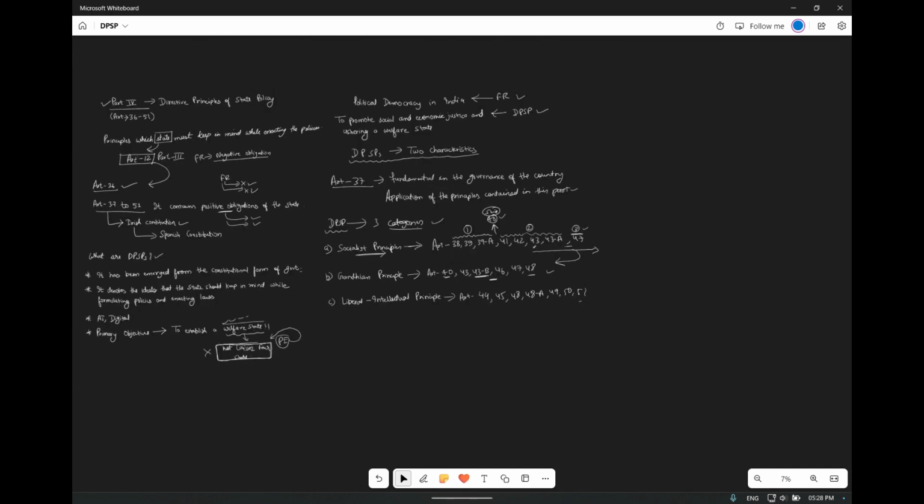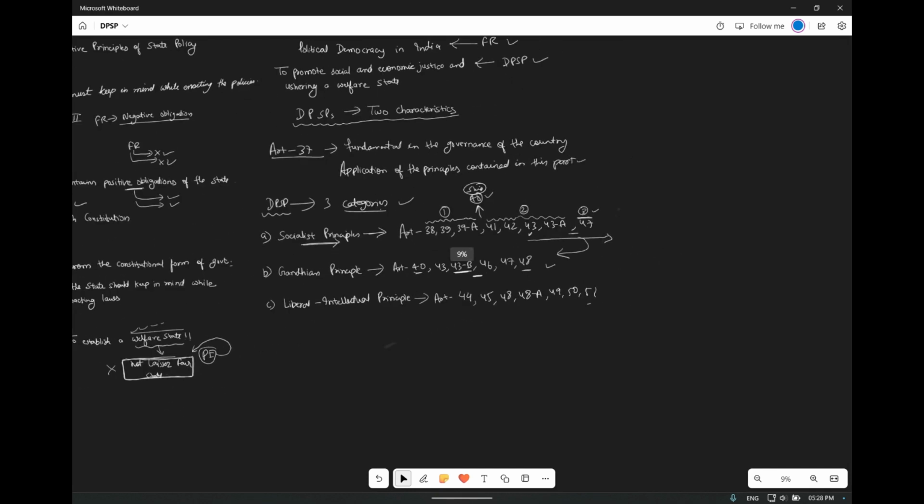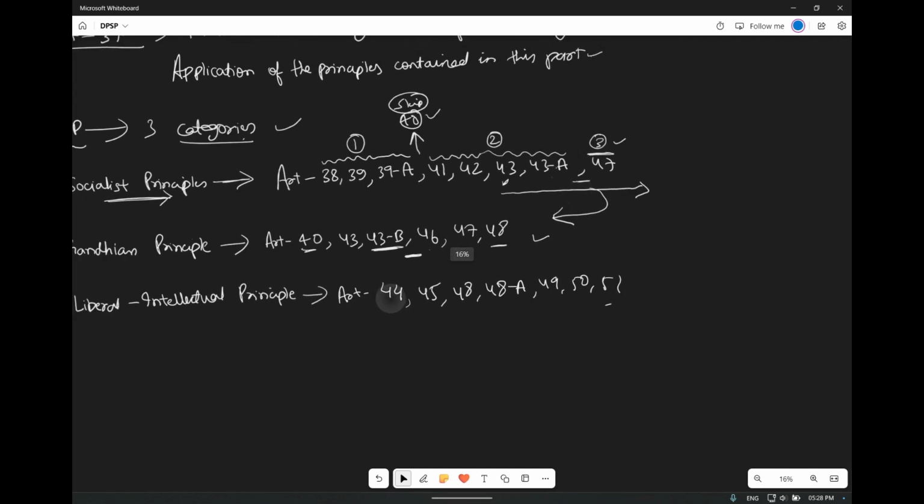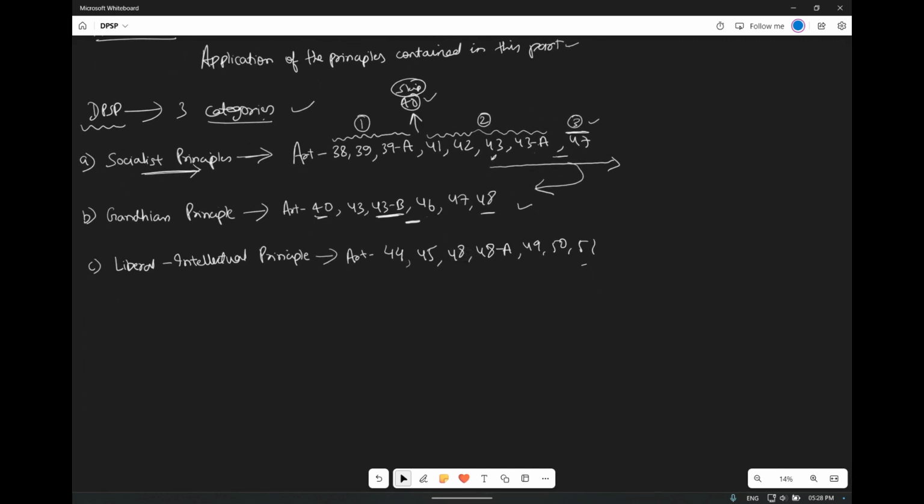So in these three categories we have divided the articles present under the DPSP. In the socialist principle we started from 38, 39, 39A, then we skipped 40, then 41, 42, 43, 43A, then we skip 44, 45, 43, and then we have 47. When we go to the Gandhian principle, whatever we skipped, 40, we write 40. We skipped 46, 47, that we are going to write.